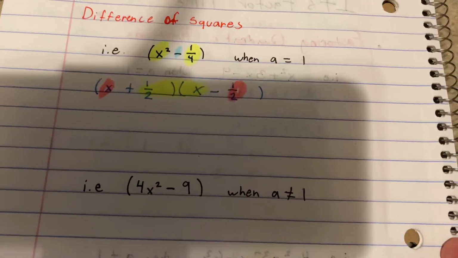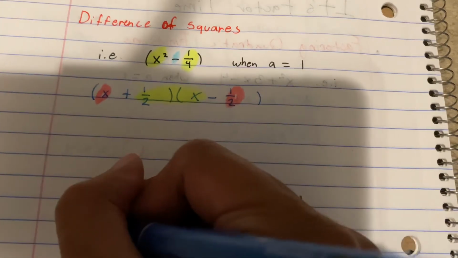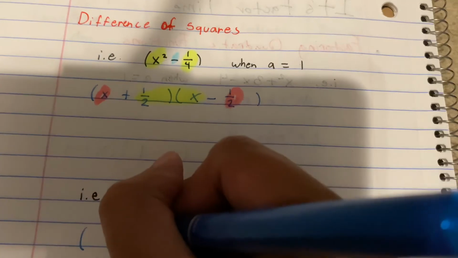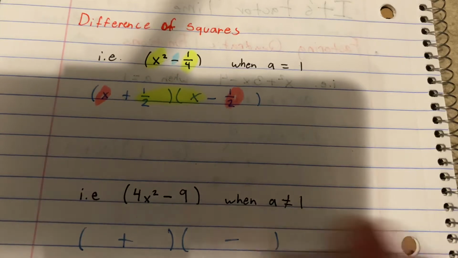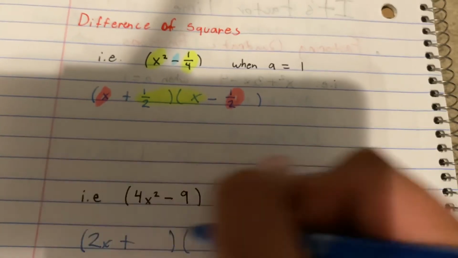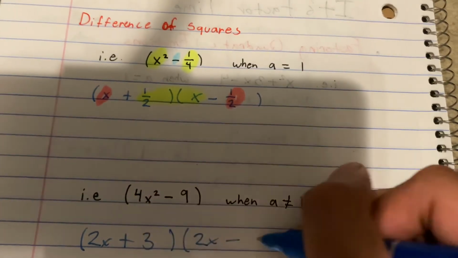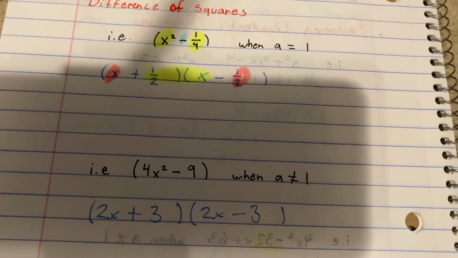Okay. And now we can do one where we have an a, which, like I said, is the same thing. Let's start with the process. So we do plus, then minus, and then I like to do square roots. The square root of 4 is 2, so I get 2x. The square root of 9 is 3. I know this is going really fast, but like I said, it's review.